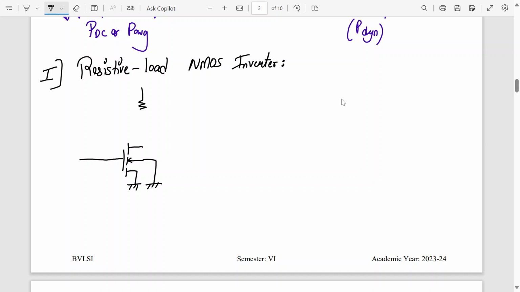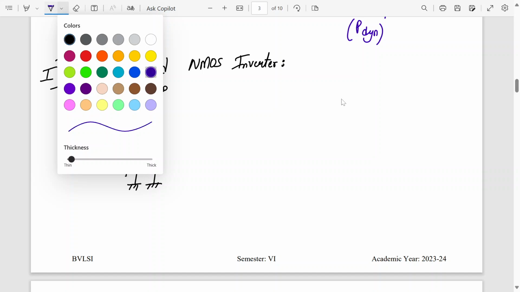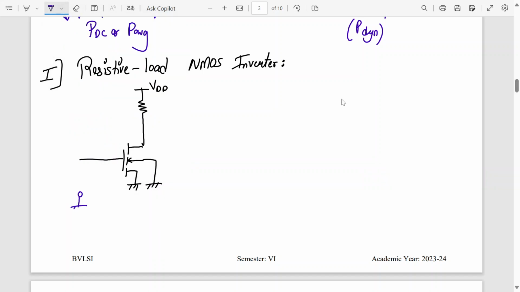And the load over here is resistive. Here the input is measured across this V in, and output is measured across the drain terminal. This is V out, with respect to ground, of course. This is drain, gate, source, body. This is the load RL. Current flowing over here is IRL, and current flowing into the device is ID.